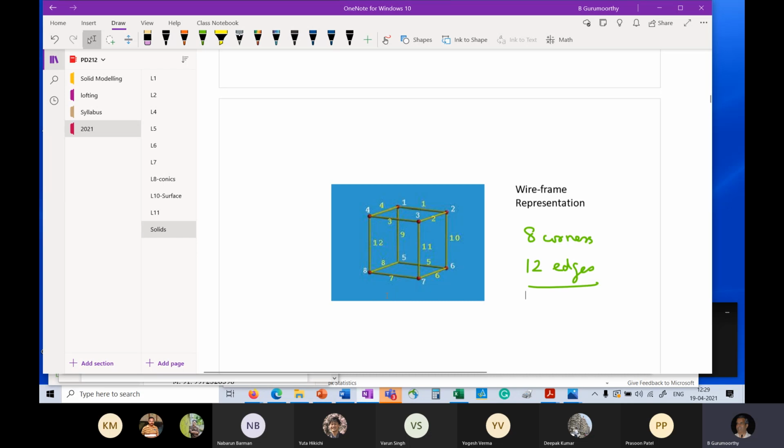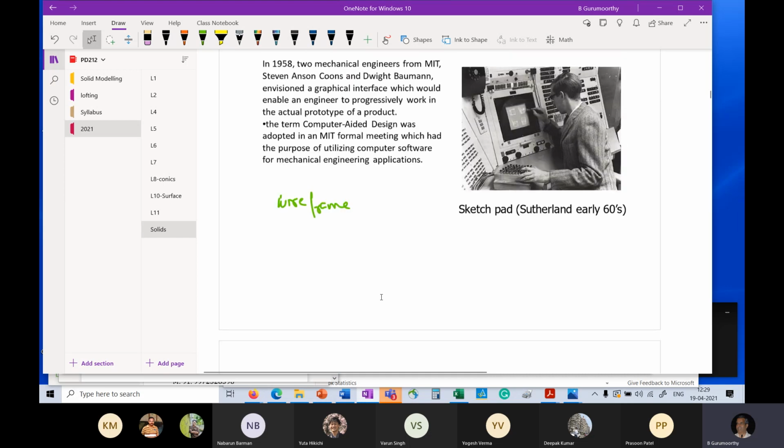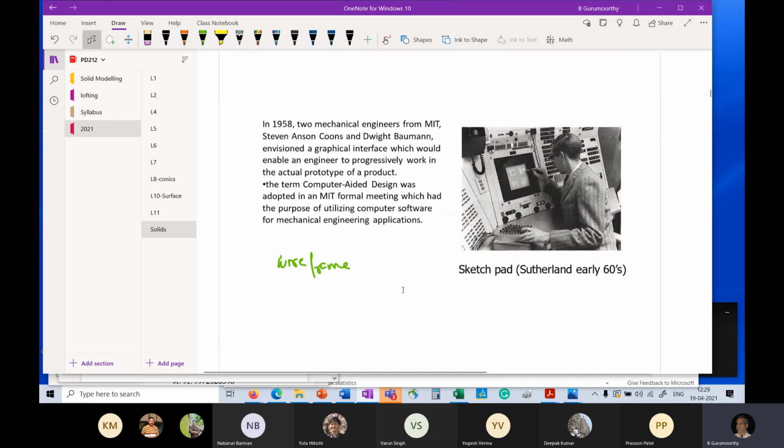But that was a tremendous step forward in those days. And therefore, this is indeed a landmark thesis project by Ivan Sutherland. Okay. Though the name CAD, the story says, is credited to Steve Coons and Dwight Baumann, who were faculty at MIT at that time. But the first work in representing solids that can be manipulated by the computer was done by Ivan Sutherland.